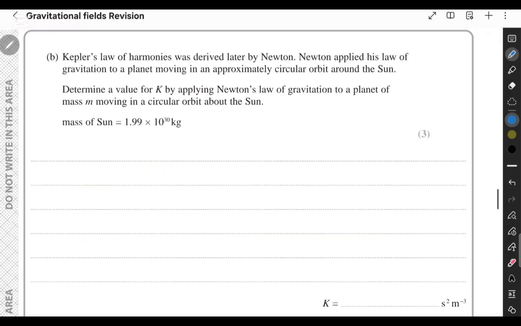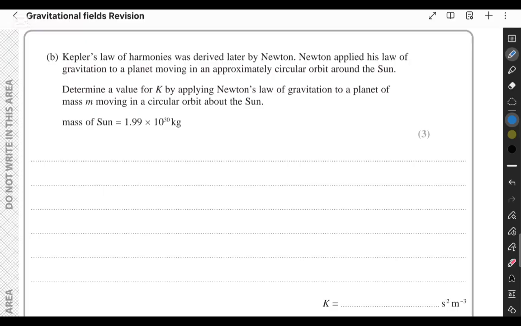The next part says Kepler's law of harmonics was derived later by Newton. Now, Newton applied his law of gravitation to a planet moving in an approximately circular orbit around the sun. Determine a value for k by applying Newton's law of gravitation to a planet of mass m moving in a circular orbit about the sun. Using Newton's method, we're supposed to find the value of k. So how will we go about this?